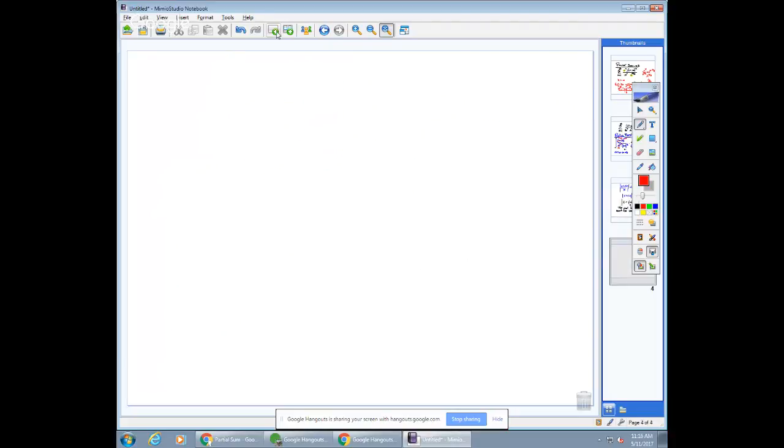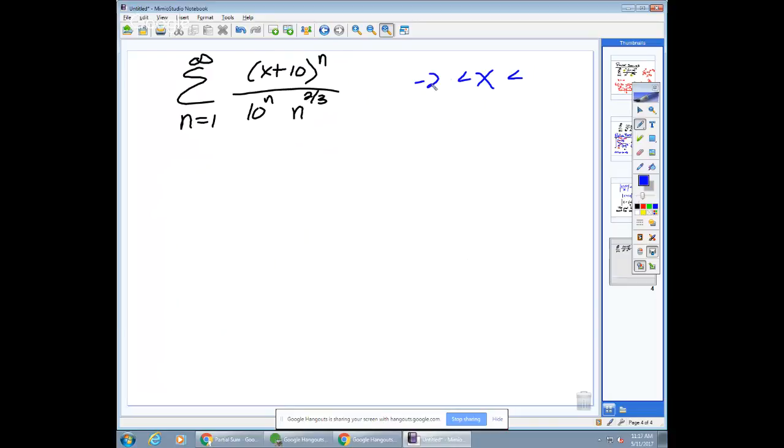So my original series, remember, in the cleaned up form at least, is the sum from n equals 1 to infinity of x plus 10 to the n over 10 to the n times n to the 2/3. I think I got that right. So far we know that x has to be between -20 and 0 according to the ratio test. We have to check what's happening at 0 and at -20. So let's do -20 first.